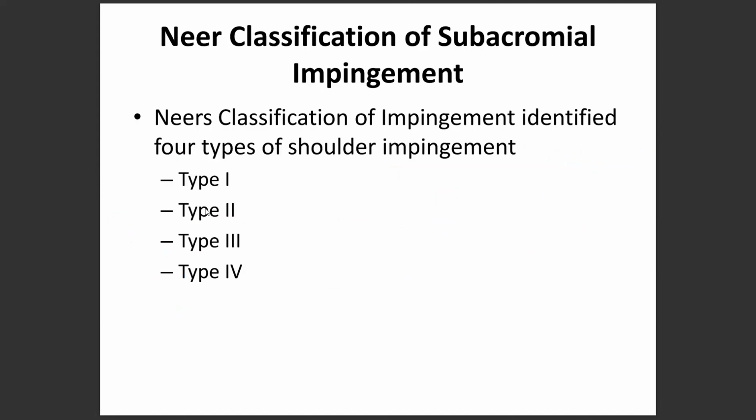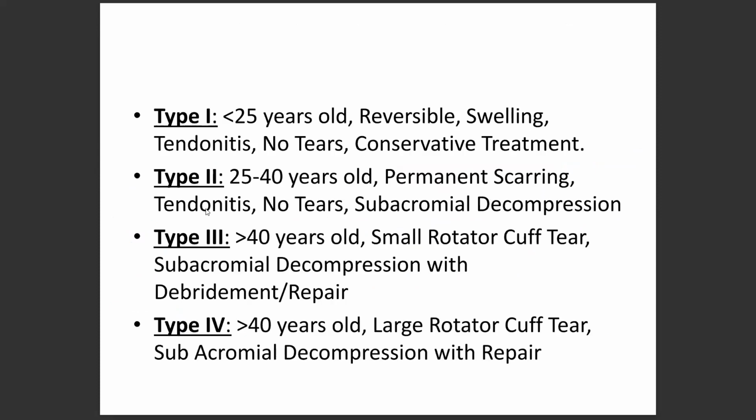So there are 4 types of the subacromial impingement syndrome according to the Neer classification, and these are known as type 1, type 2, type 3, and type 4. In the type 1, usually the patients are less than 25 years old, they are young patients, the syndrome is reversible, there may be swelling, tendonitis, mostly in traumatic and acute cases. There will be no tear of the tendon, and usually conservative treatment will be effective, and the patient will give response to such treatment. In the type 2, again, the patient will not be too old.